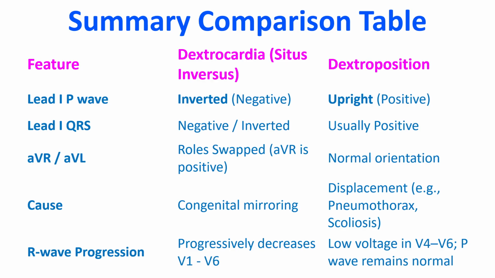In dextroposition, it is displacement, as in pneumothorax, scoliosis, tumor, etc. R wave progression progressively decreases from V1 to V6. Low voltage in V4 to V6. P wave remains normal in dextroposition.